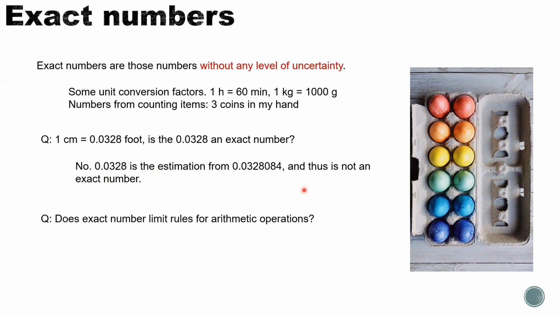Another question. Do exact numbers limit the rules for arithmetic operations, for basic math calculations? No. So when we have these exact numbers, we don't count them in the rules we discussed before. So for example, if we use 151 divided by 60, although 60 only has 1 significant figure, we don't care about that because that's an exact number. The final answer should have the same significant digits as the measured value.